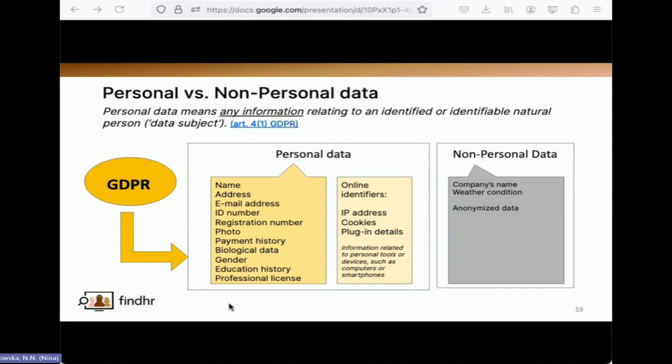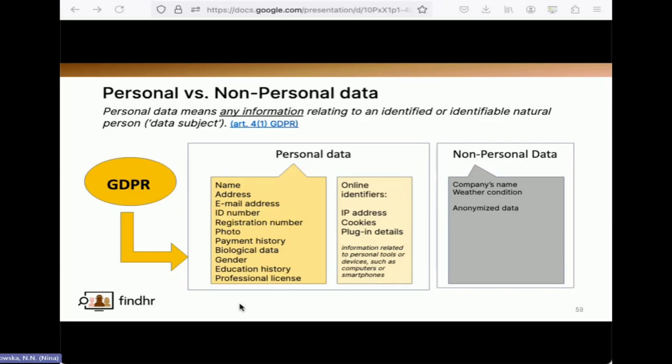So in the table, you can see some examples of personal data. If you look at the left side, we have, for example, name, ID number, address, email address, photo, etc. What is also interesting about the GDPR is that information related to our tools and devices, such as computers and smartphones, for example an IP address, is also personal data. And why is that? Of course, the reasoning is that our devices may leave traces that can be combined with other information and may be used to create profiles of us, and we can be identified.